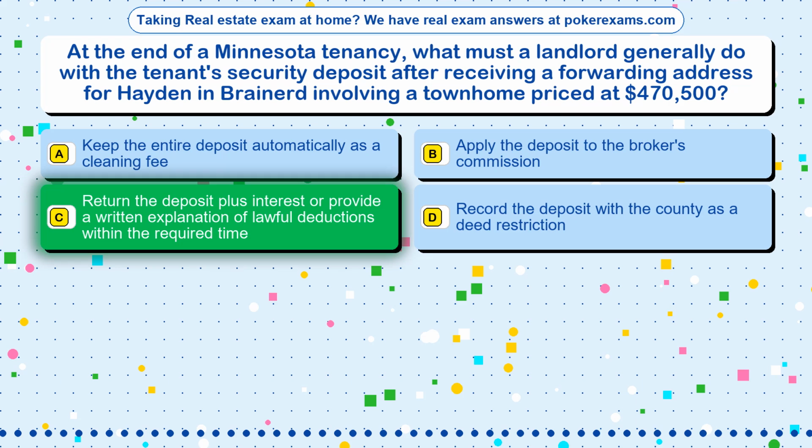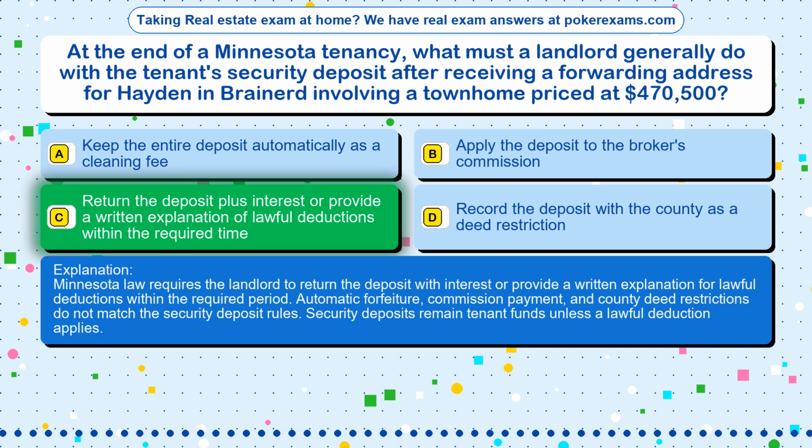The correct answer is option C. Return the deposit plus interest or provide a written explanation of lawful deductions within the required time. Minnesota law requires the landlord to return the deposit with interest or provide a written explanation for lawful deductions within the required period. Automatic forfeiture, commission payment, and county deed restrictions do not match the security deposit rules. Security deposits remain tenant funds unless a lawful deduction applies.